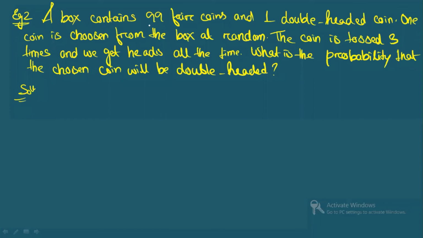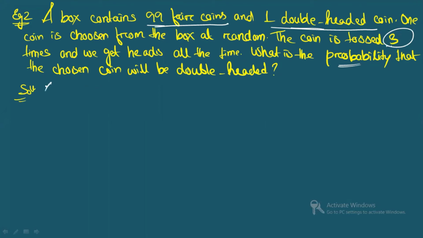So here it is said a box contains 99 fair coins and one double-headed coin. One coin is chosen from the box at random. The coin is tossed 3 times and we get heads all the time. So what is the probability that the chosen coin will be double-headed? So you have a box with 99 fair coins and one double-headed coin. Randomly you are choosing one coin, and that coin is tossed 3 times and you get heads all the time. You have to calculate the probability that the coin is double-headed. And you know a double-headed coin has heads on both sides.